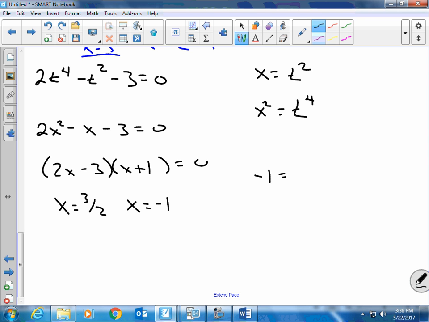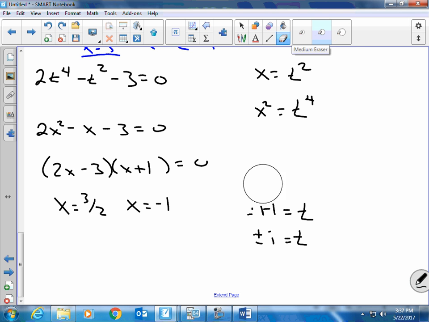Negative 1 needs to equal something squared, or something squared equals a negative 1. Your first thought might be, oh, if we square something, it'll never be negative. Be careful with that. You can't square a real number and make it negative, but you can square an imaginary number and make it negative. So in this case, t equals plus and minus the square root of a negative 1. By definition, remember, the square root of a negative 1 is i. So one answer is t equals plus or minus i.